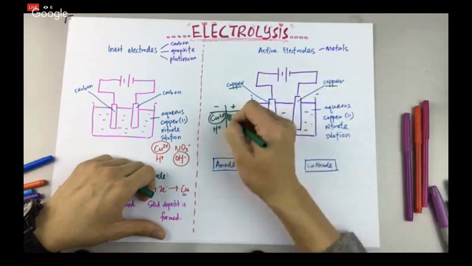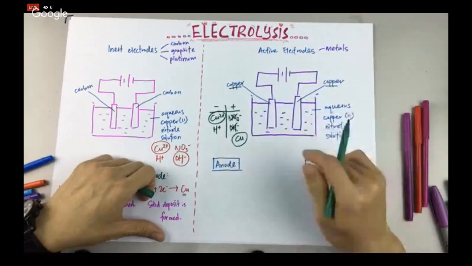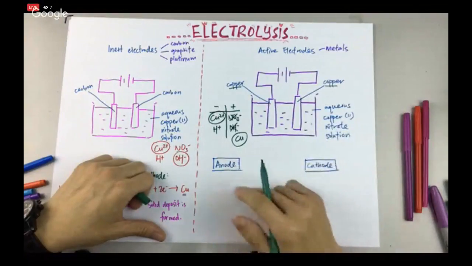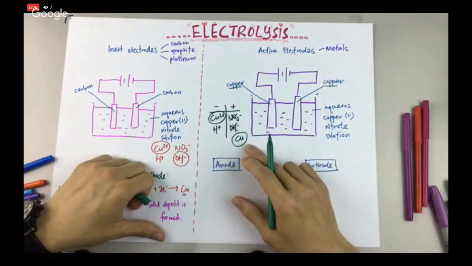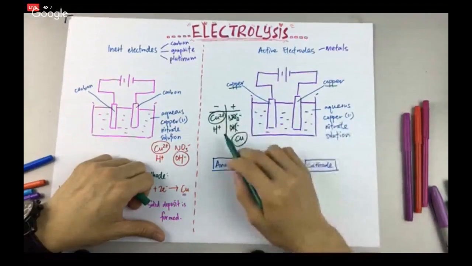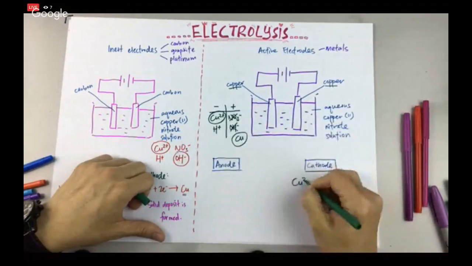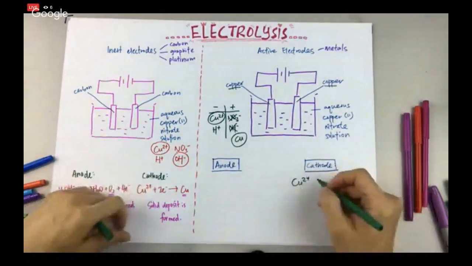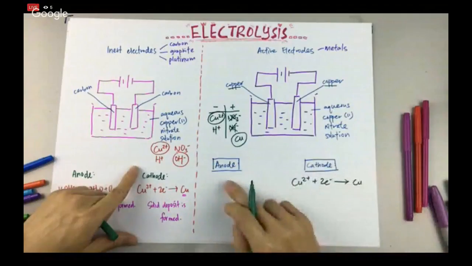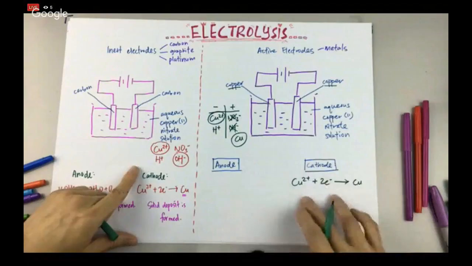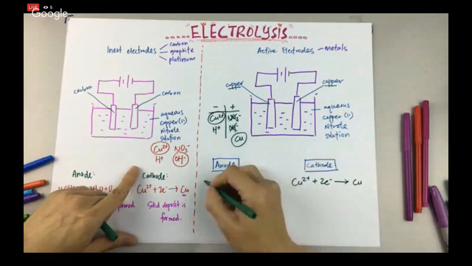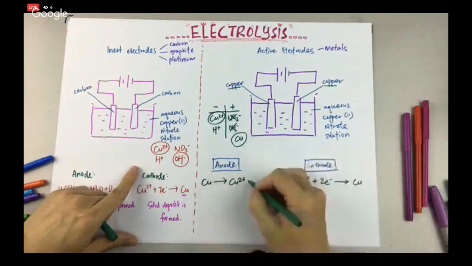If you are not too sure, there's a tip, pretty easy. We can start with the half equation for the cathode first. Here at the cathode, Cu2+ gets discharged. Cu2+ gains 2 electrons to form Cu. For the half equation at the anode, basically you can reverse this. The reverse of the half equation at the cathode will be the half equation at the anode. So Cu forms Cu2+ plus 2e-. That's it. Pretty easy, isn't it? If you're not too sure, always start with the half equation at the cathode, then reverse it, and it becomes the half equation at the anode.